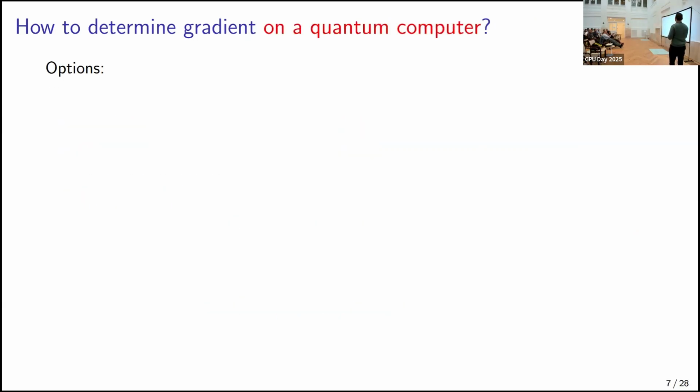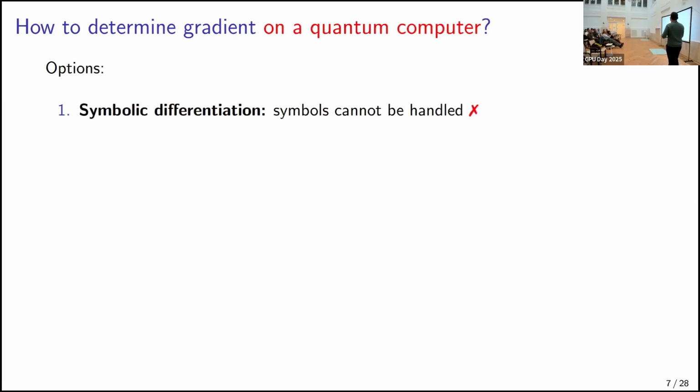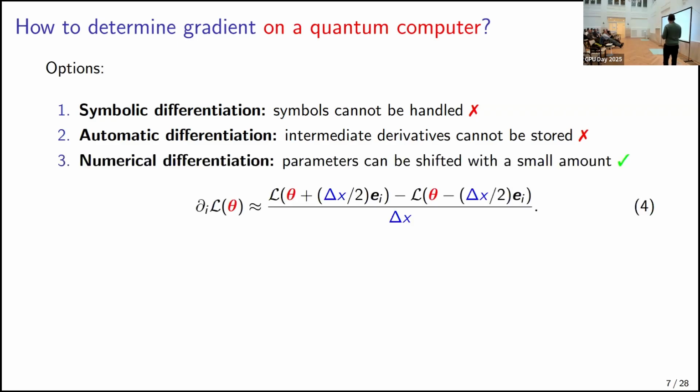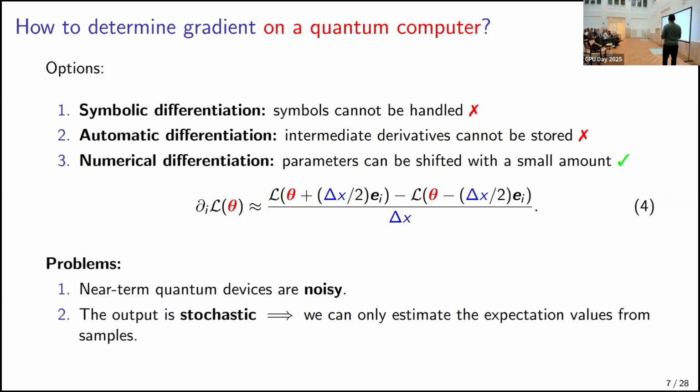And the answer is that generally no. So let me go through all of these options again. Symbolic differentiation cannot be handled by quantum computers. You don't have symbols in quantum computers. This is not how they work. Automatic differentiation, you cannot store intermediate derivatives due to quantum mechanics, basically. So it doesn't work either. Very sad. You can do numerical differentiation. What you can always do is shift your parameters with a small amount to the left and to the right, and then you estimate the expectation values and calculate the loss function from it, and so on. You go on as usual.